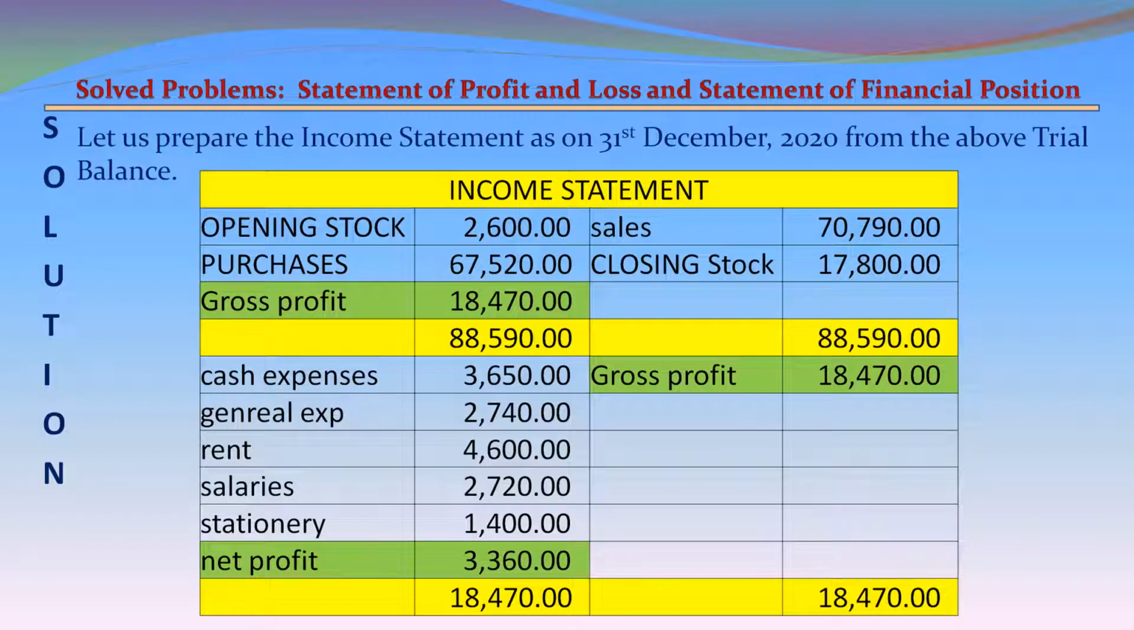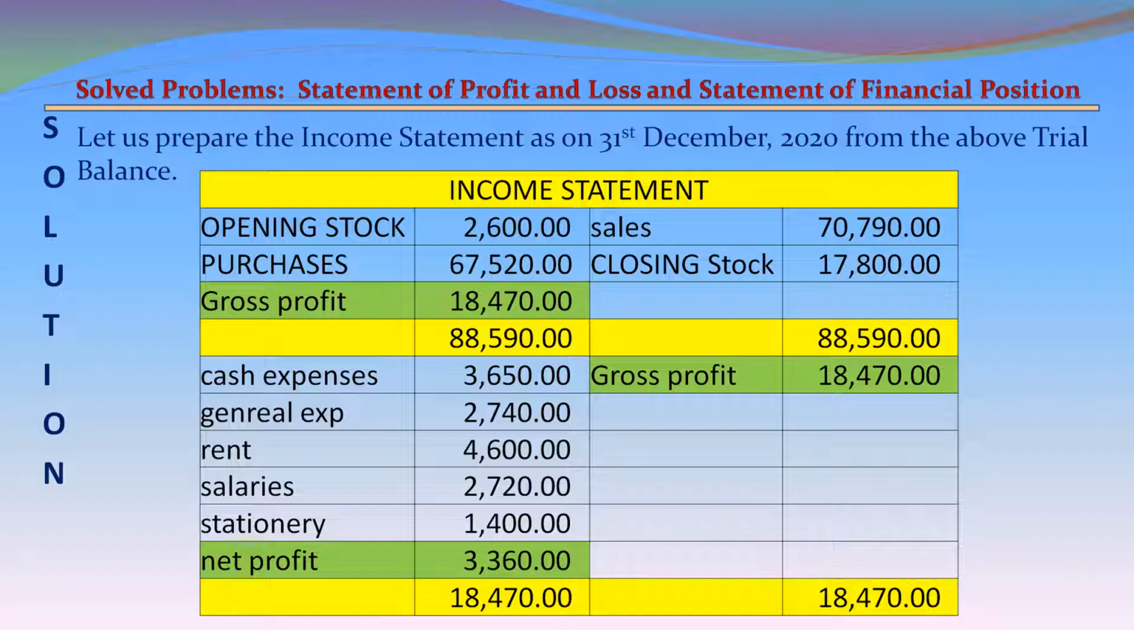Let us prepare the income statement as on 31st December 2020 from the above trial balance. Income statement: on the debit side, opening stock 2,600, purchases 67,520. On the credit side, sales 70,790, closing stock 17,800. When we balance the account, there is a difference of 18,470 excess credit over debits. This represents gross profit transferred to profit and loss account.